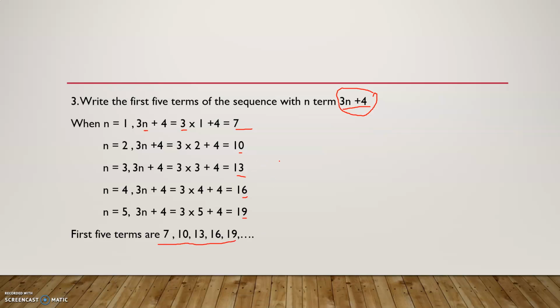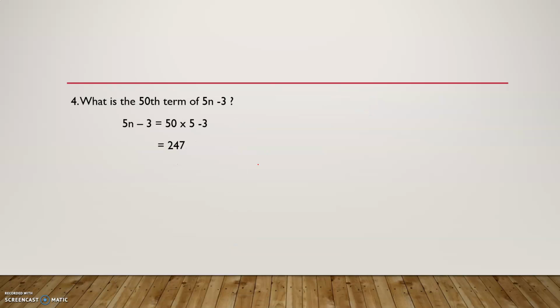Okay, so if we move to next example now, which is example number 4, it says what is the 50th term of 5n minus 3? So if we know the nth term, then we can work out any term, 50th or 100 or 1000 term of a series. So the easiest way to do it is, we write 5n minus 3, which is the nth term, and then we'll have to substitute the position number.